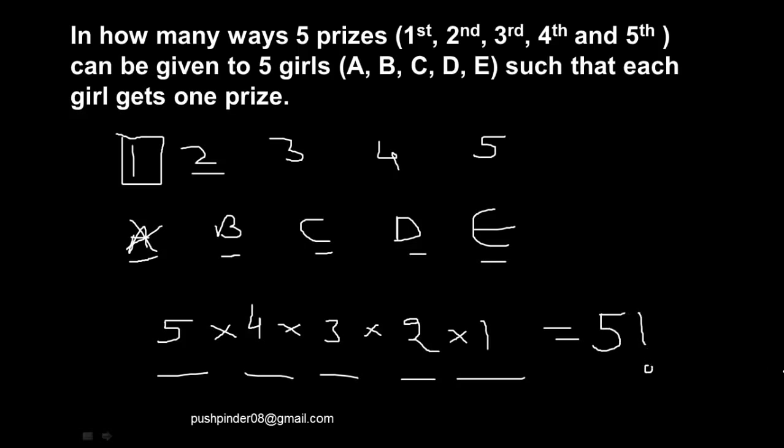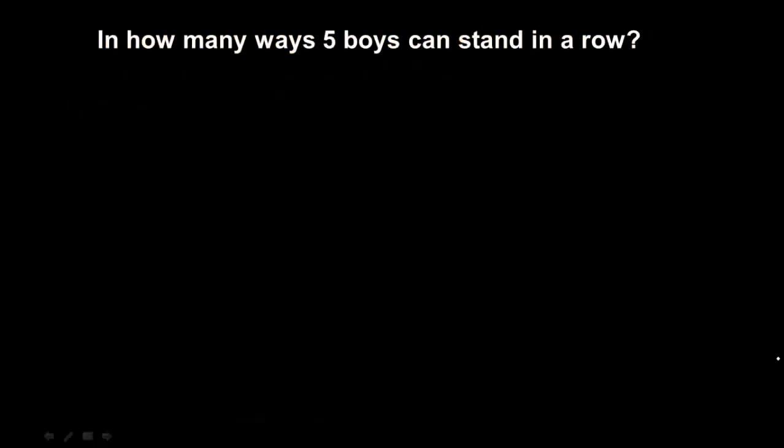So I hope you are understanding, right? I'm trying to build something here. This is a very simple question. 5 prizes to be distributed among 5 students. So the first prize can be given to any of the 5 girls. The second prize can be given to any of the 4 girls. The third prize can be given to any of the 3 girls, and so on, right? So let's move forward. In how many ways can 5 boys stand in a row? So how would you do this question?